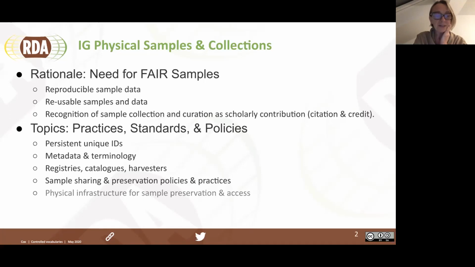Policies and practices for sample sharing and preservation. And it would at some point also be an important topic to talk about the actual physical infrastructure for archiving samples and making them accessible.